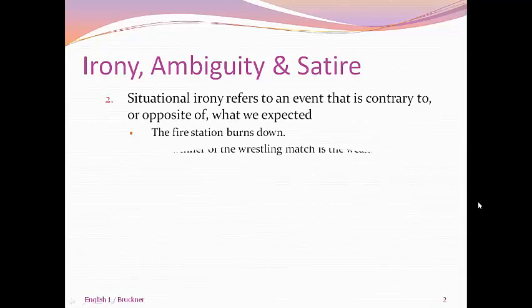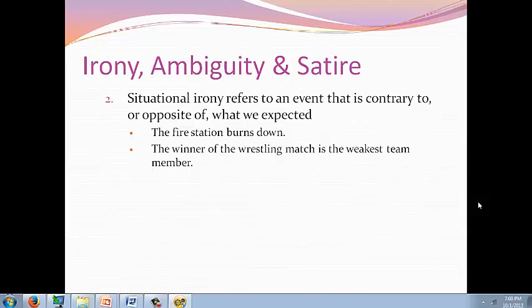Our second type is situational irony, which refers to an event that is contrary to or opposite of what we expect to happen. Example: the fire station burns down. It's kind of funny, but that would be situational irony. It's something we wouldn't expect to happen. The winner of a wrestling match is the weakest team member.